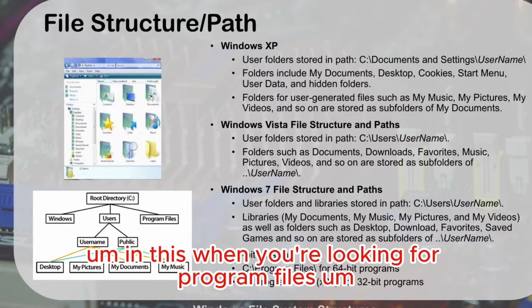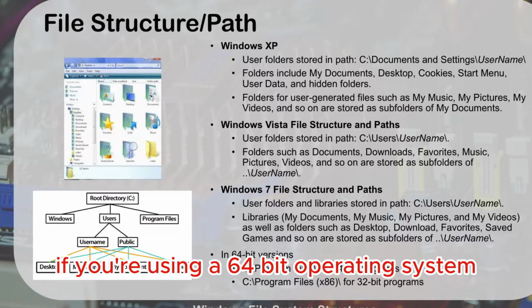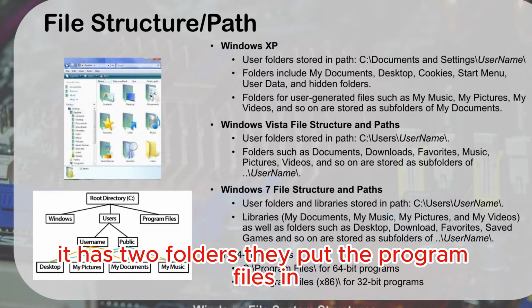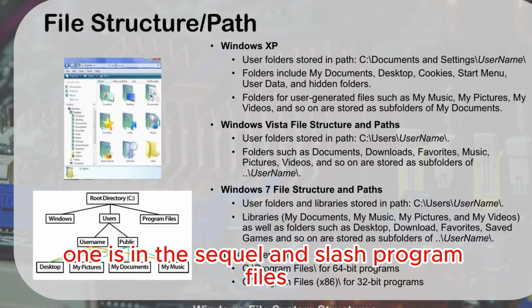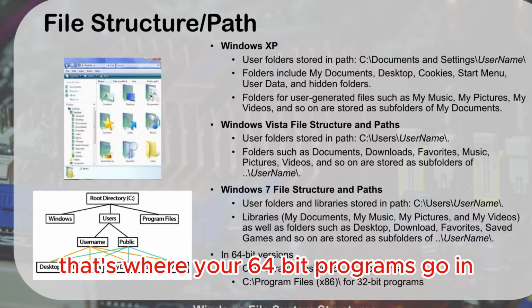Okay. When you're looking for program files, if you're using a 64-bit operating system, it has two folders they put the program files in. One is in the C:/Program Files. That's where your 64-bit programs go in.